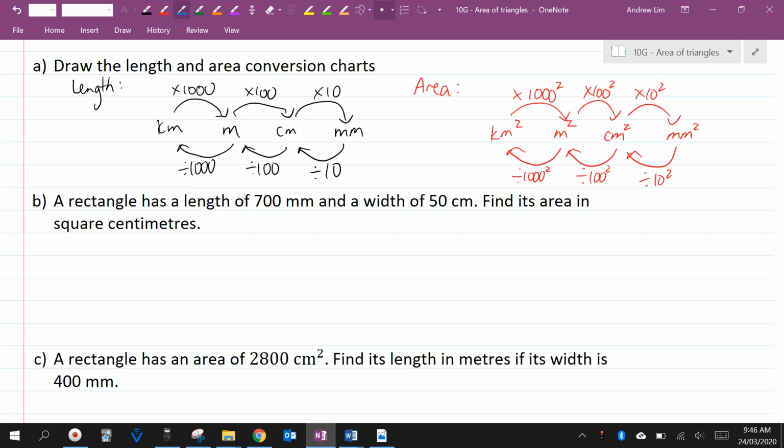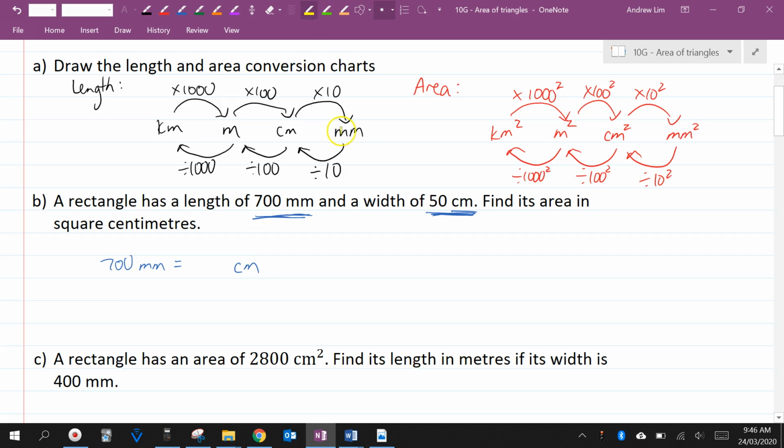Okay, question B. A rectangle has a length of 700 millimeters and a width of 50 centimeters. Find its area in square centimeters. So in order for us to find its area in square centimeters, both units need to be in centimeters. Well, this one already is, so we don't need to change it. But this one isn't, so we do need to change that one. So we need to work out 700 millimeters is equivalent to how many centimeters?